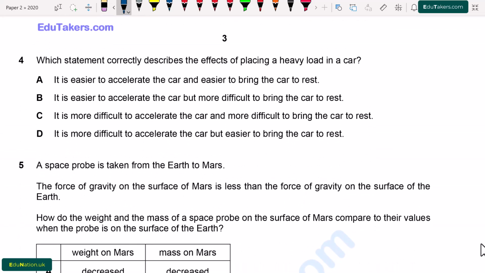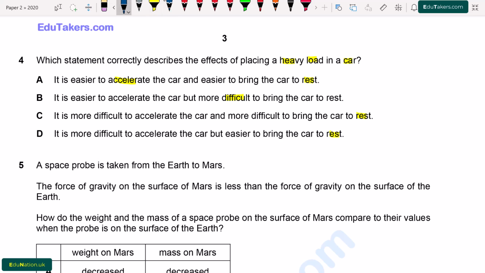Question number 4. Which statement correctly describes the effect of placing a heavy load in a car? Option A. It is easier to accelerate the car and easier to bring the car to rest. B. It is easier to accelerate the car but more difficult to bring the car to rest. C. It is more difficult to accelerate the car and more difficult to bring the car to rest. D. It is more difficult to accelerate the car but easier to bring the car to rest.